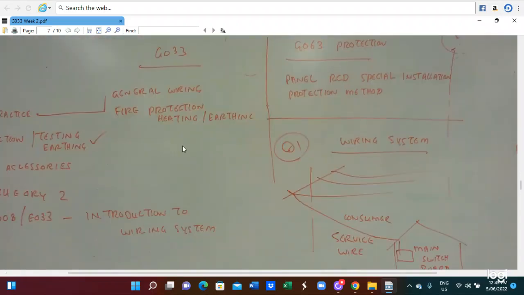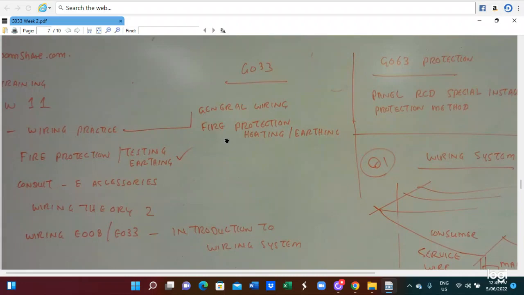So the wiring system, we are talking about the wiring system. The wiring system includes general wiring and fire protection, heating and lighting system. Fire protection includes testing of lighting and conduit, accessory wiring theory and so on.